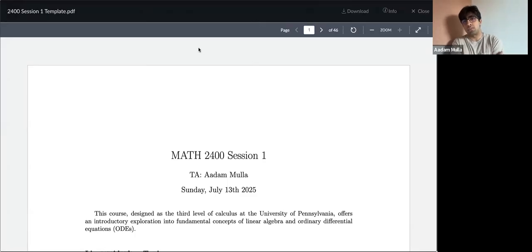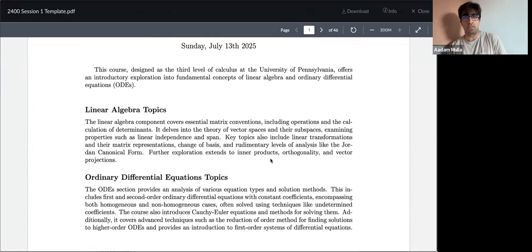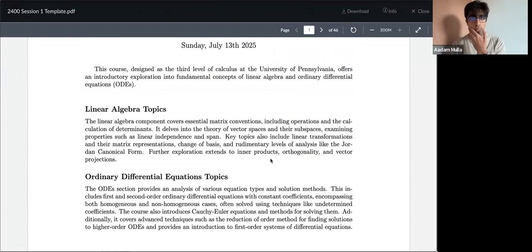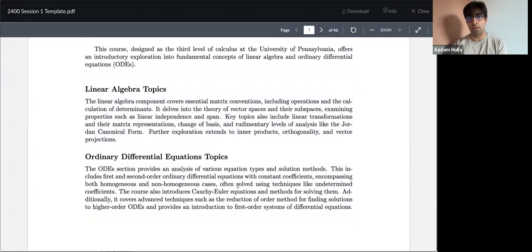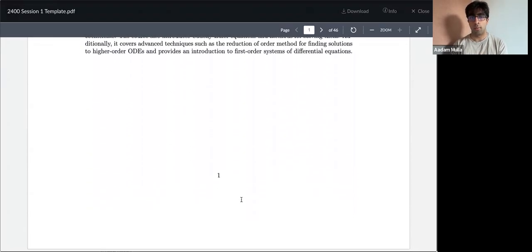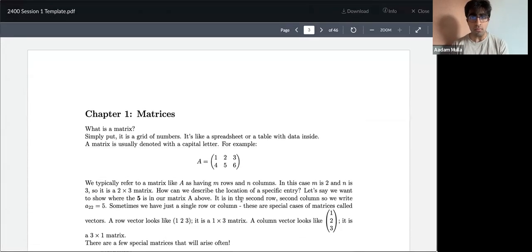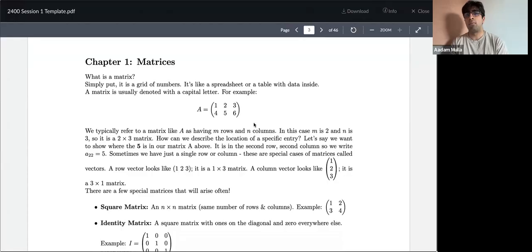So I'm going to assume that you have a bit of knowledge of the 1410 linear algebra stuff. We'll go over it a little bit quicker, but I do want to focus on the later chapters because those are where things get more complicated. These notes are all posted and the solutions will be posted soon. In this first session, we're going to talk about the linear algebra section. Hopefully in session two, we'll go a little bit deeper into linear algebra and then talk about differential equations.